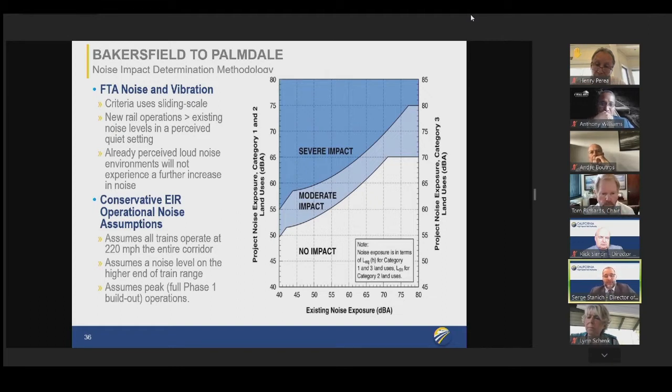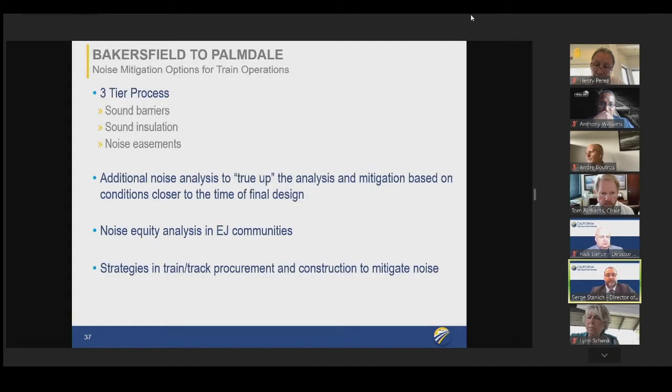So next slide, please. Once we've identified how certain communities could be affected, we have different classes. If it's a school, it'd be class one, or residential. These are highly sensitive receptors. Public parks or other areas would be considered less sensitive. But we have a three-tier process regarding how we would mitigate noise. The first one is a sound barrier. If a community would experience a severe effect, and it's highly urban where we have a lot of sensitive receptors, we incorporate a sound barrier.